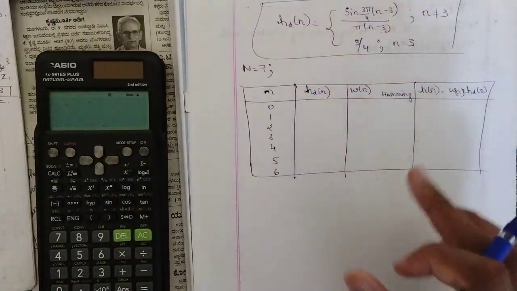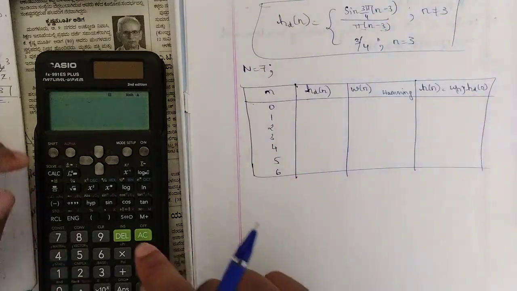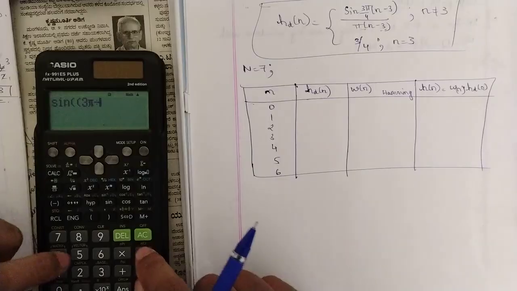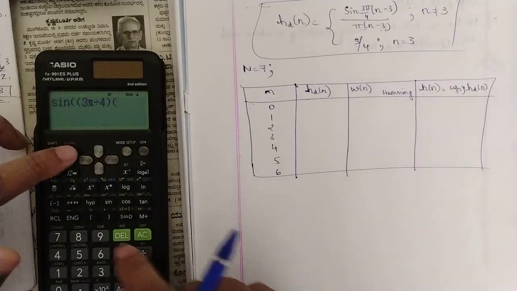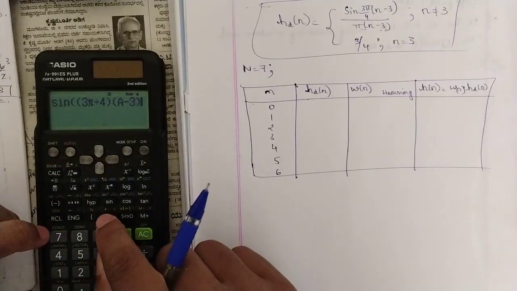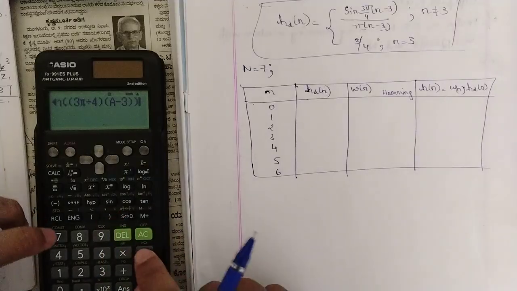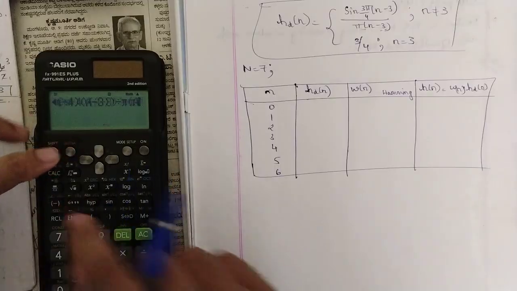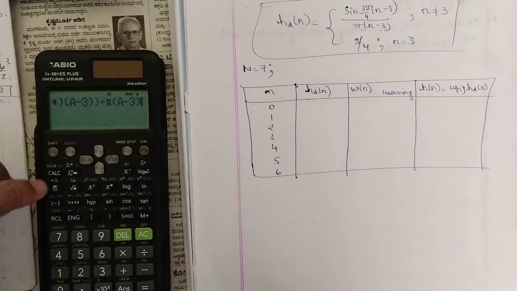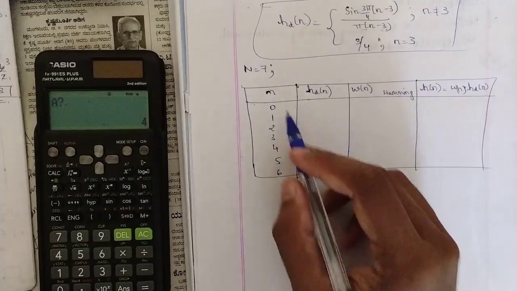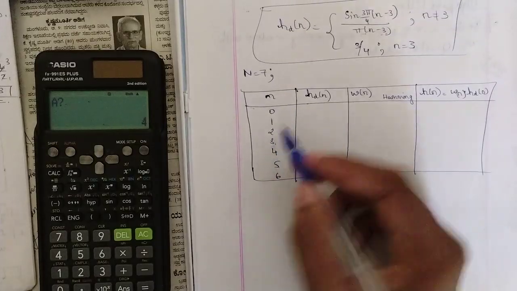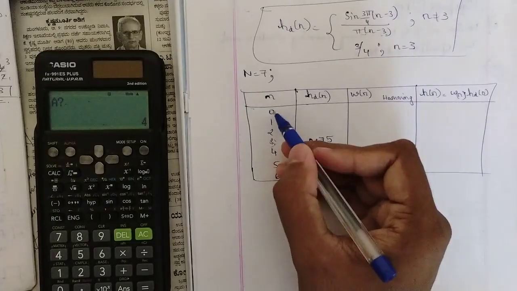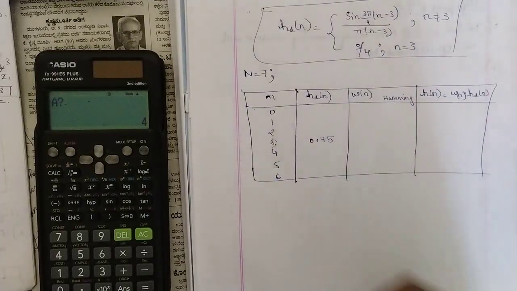Put this equation in the calculator, that is sine of 3 pi by 4 into (a minus 3), whole divided by pi into (a minus 3). Press the calc button, check the values of 0, 1, 2. The value of 3 here is 3 by 4, that is 0.75. Check the values of 0, 1, 2, and the rest, 4, 5, 6, are the mirror images.